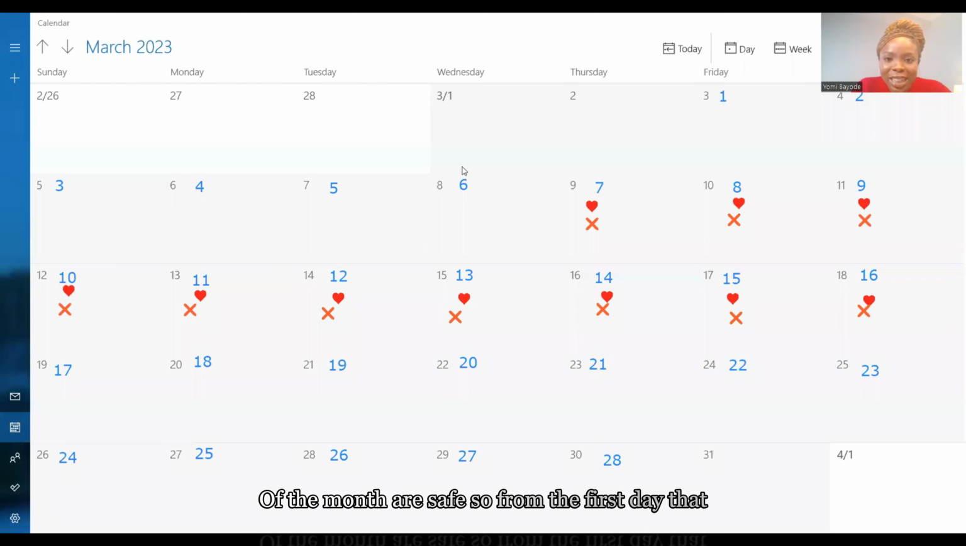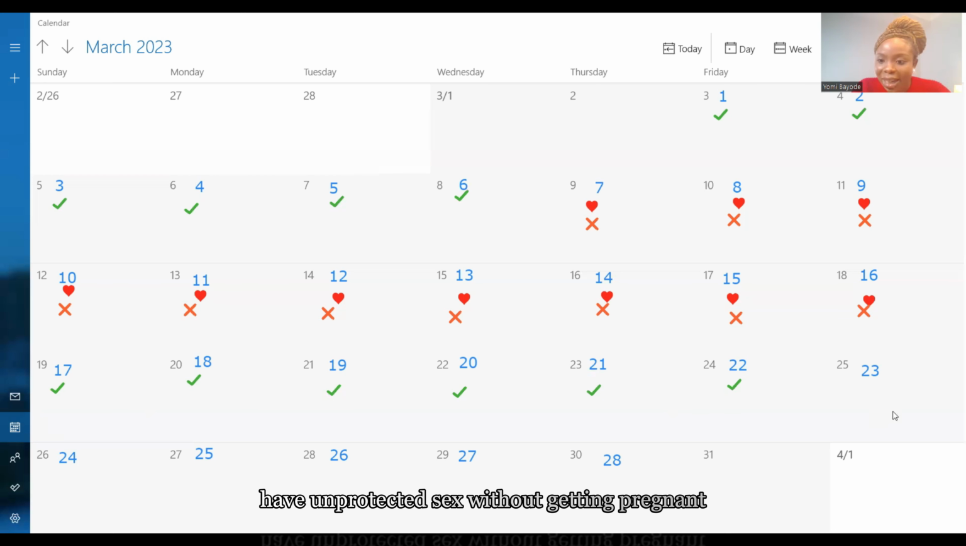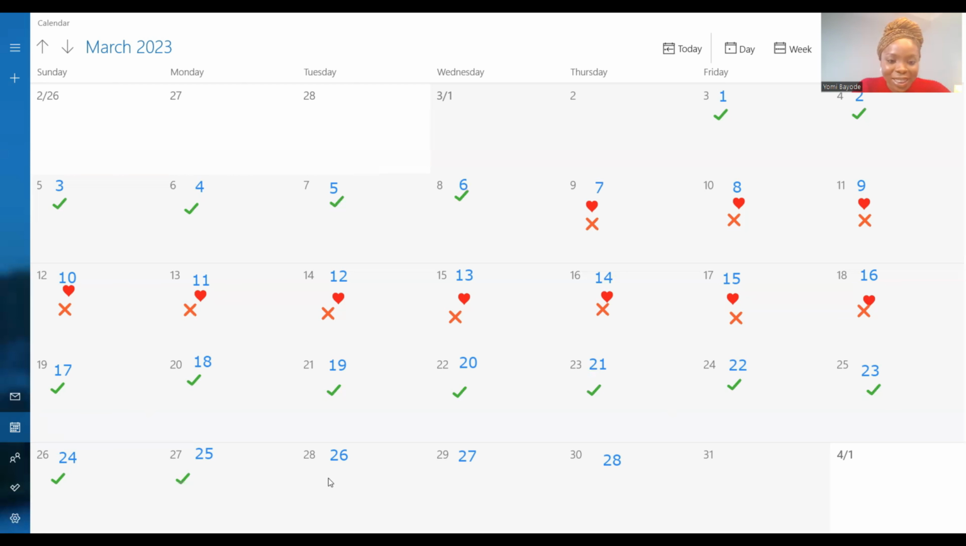So from the first day that you start your period, which is on the 3rd, 4th, 5th, 6th, 7th, then on the 17th of your cycle, 18th, these days also are very safe for you to have unprotected sex without getting pregnant. The chances are low. The 31st is also safe for you to have sex.